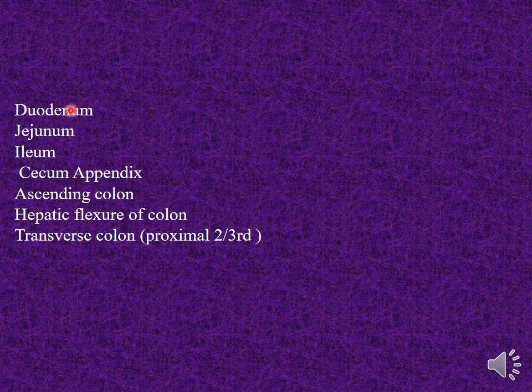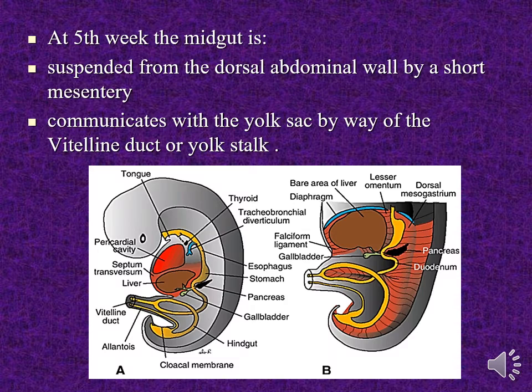Now, these organs belong to the midgut: the duodenum, ileum, cecum, appendix, ascending colon, hepatic flexure of the colon, and the transverse colon, only the proximal 2/3 of it. At about the 5th week of embryonic development, the midgut is suspended from the dorsal abdominal wall by a short mesentery. It communicates with the yolk sac by way of the vitelline duct, or yolk stalk. This is the vitelline duct that connects the yolk sac and the midgut.